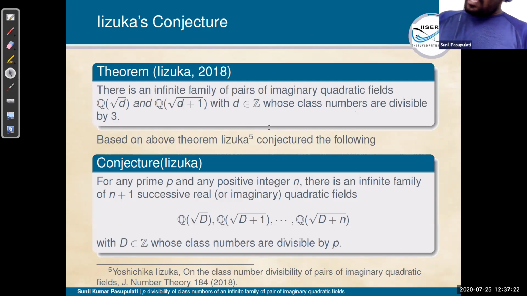Based on this theorem, he also conjectured that for any prime p and a positive integer n, there exist infinitely many n+1 successive real or imaginary quadratic fields Q(√(t+1)), ..., Q(√(t+n)), where t belongs to N, whose class numbers are divisible by p.